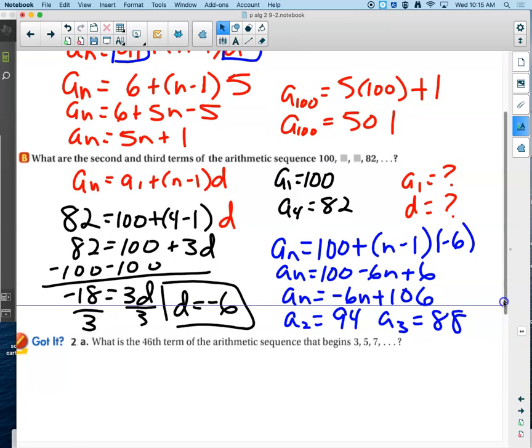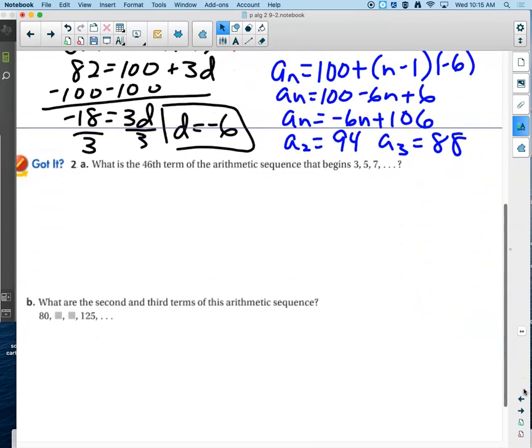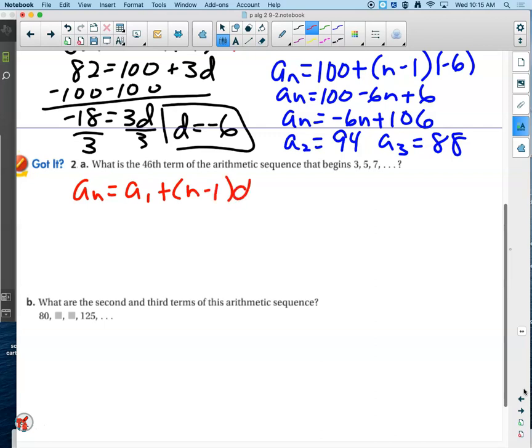All right, now it's the got it. So more of you and less of me. What is the 46th term of the arithmetic sequence that begins 3, 5, 7 and goes on forever? Tell me what you would write down to get yourself a start. Yeah, absolutely. You choose the right formula. What do you want to put in that bugger?